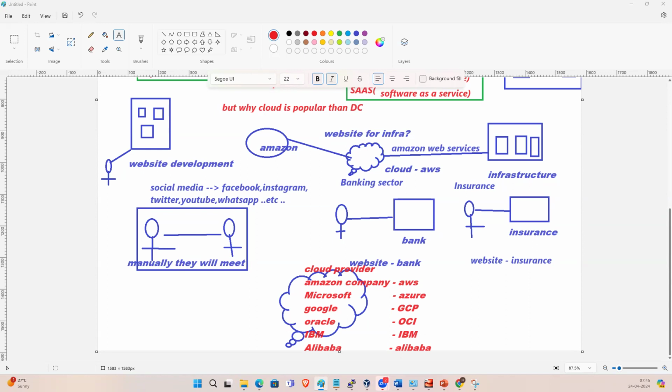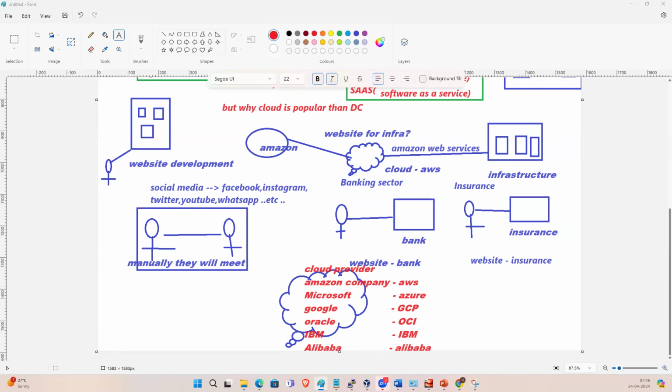So who is providing the cloud? These companies are providing the cloud. Sir, Amazon AWS, Microsoft Azure, Google GCP, Oracle OCI, IBM, Alibaba Cloud. These are the cloud providers.